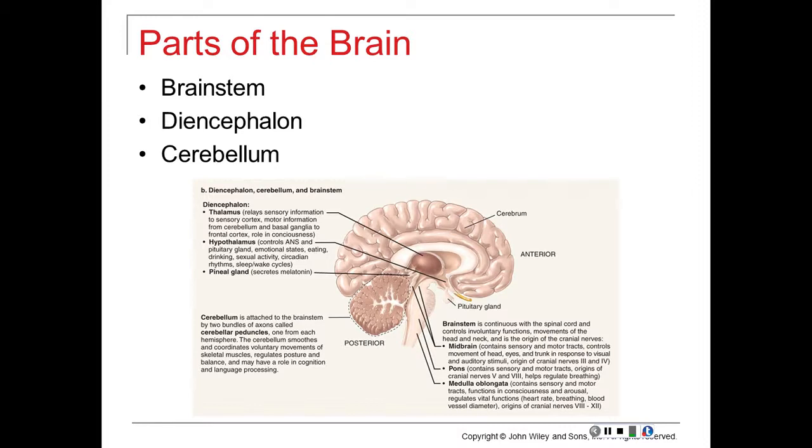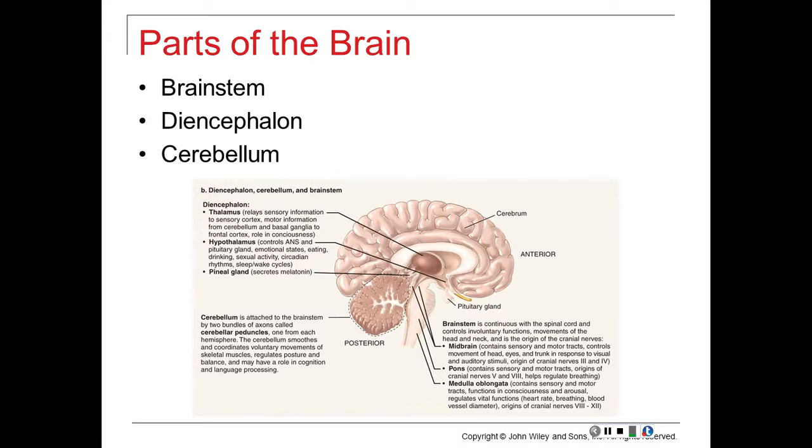The pineal gland is another structure of our diencephalon. It's on the other side of our thalamus, and the pineal gland secretes melatonin, which is important for our sleep-wake cycles. When it gets dark outside, our body starts to secrete melatonin, which is why we get tired at night.